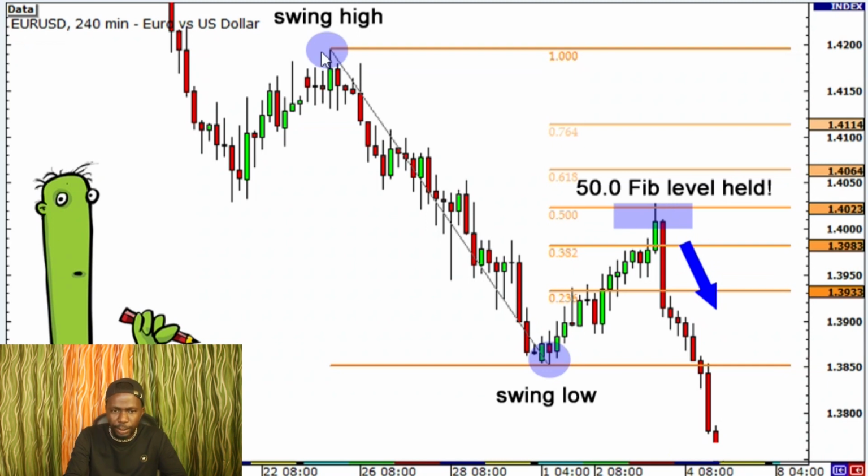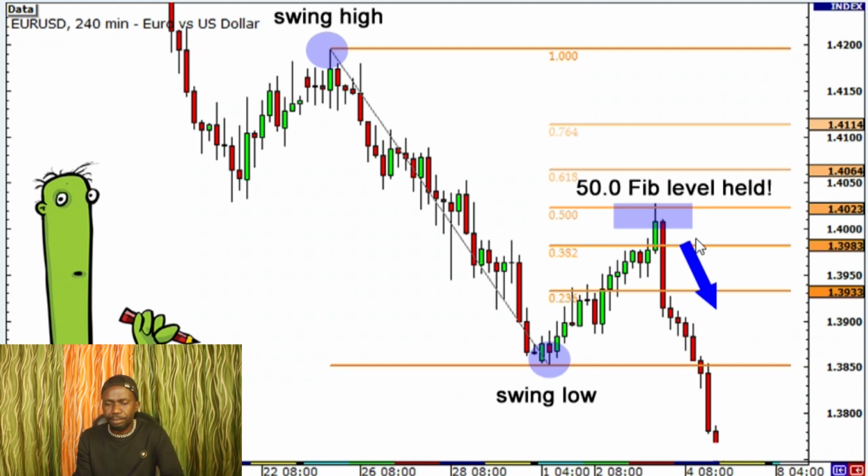Because once you plot the Fibonacci retracement tool and then drag it from the swing high to the swing low and then extend it to the future, the Fibonacci level will be plotted automatically, right? So these are the levels: 0.764, 0.618, 0.5, 0.382, 0.236. So these are the Fibonacci levels, right? This one, this one, this one, this one, this one.